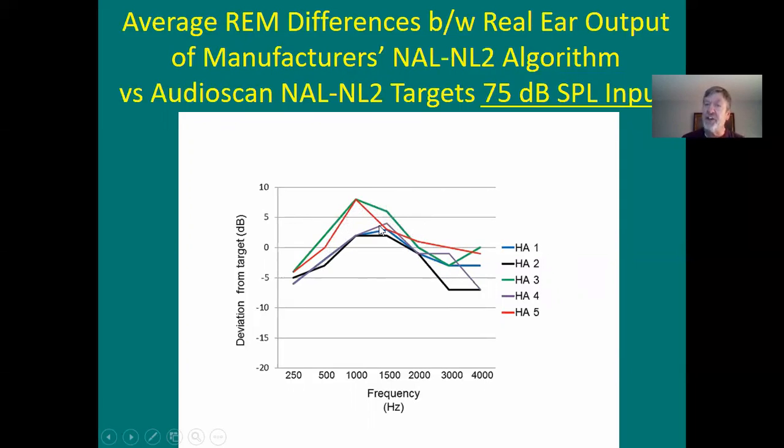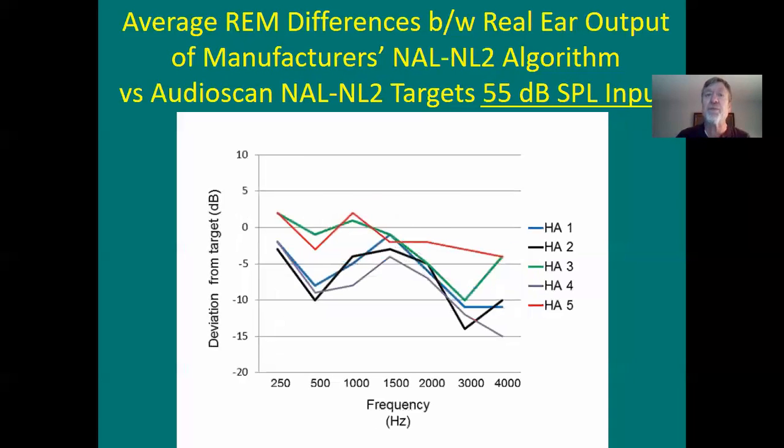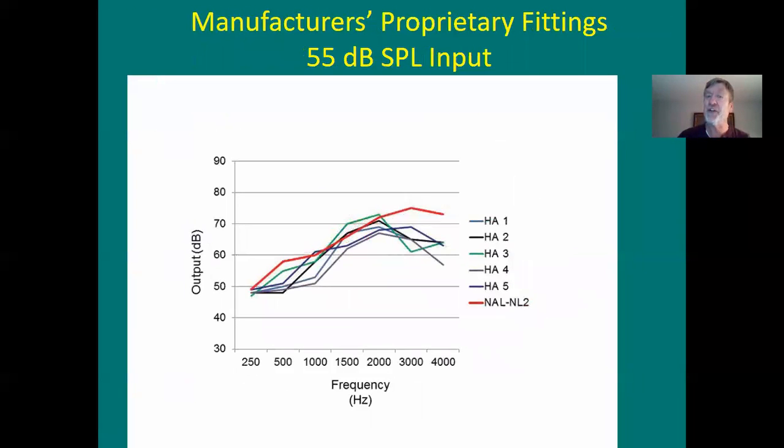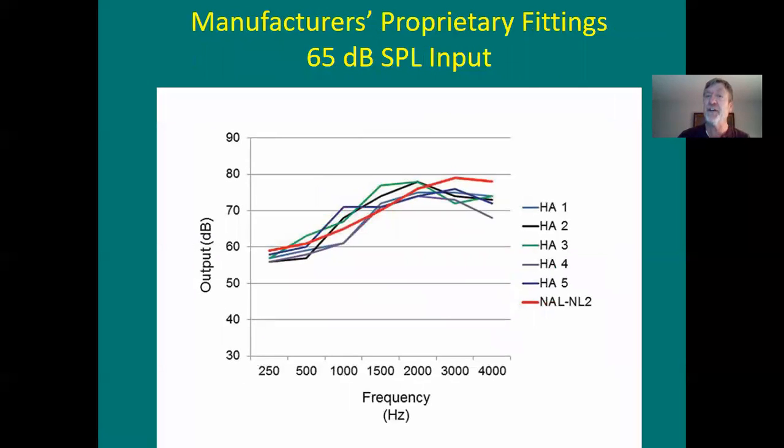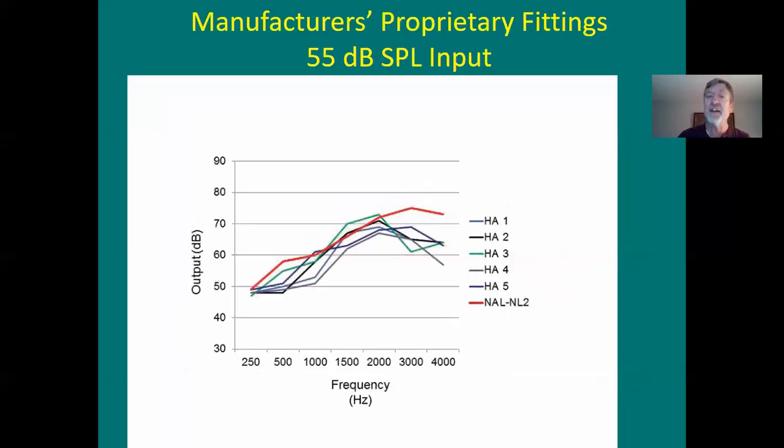So now they're deviating, not in terms of less, now they're deviating in terms of asking for more. Now, where have we seen that trend before? That was with the proprietary fitting methods that we saw here. There, 55, 65, 75, and we looked at 1500 hertz and found an average gain of about 10, because the input is 55 here and the suggested outputs hover around 65. That's a gain of 10.